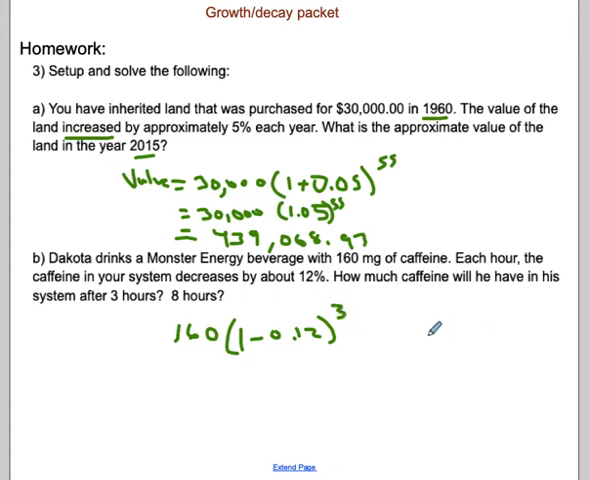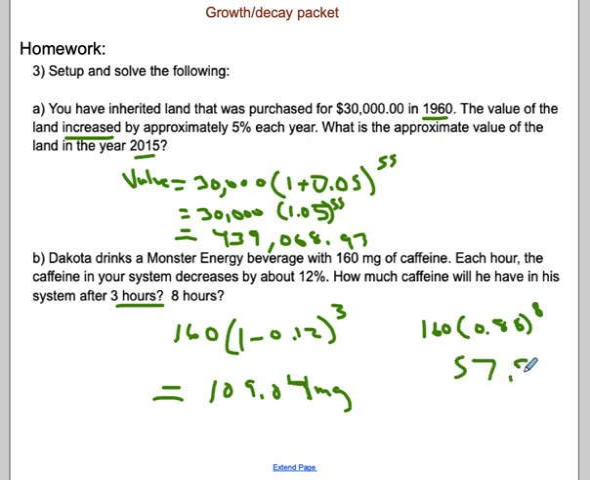Well, that means you're going to have a 3 here, and then we will have an 8 there for the second part for that 8 hours. And 1 minus 0.12 is going to be about 0.88. So for the first part, the 3 hours, that goes to this one. And if you plug in and do the math, you get 109.03, maybe 04, sorry, milligrams. And after 8 hours, you're at 57.5 milligrams.